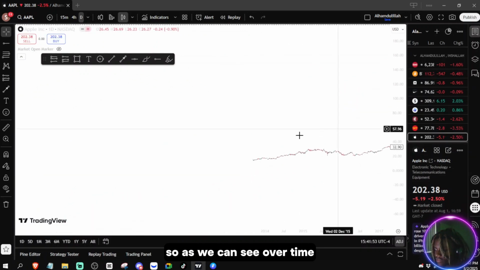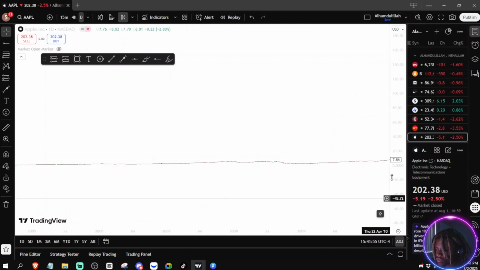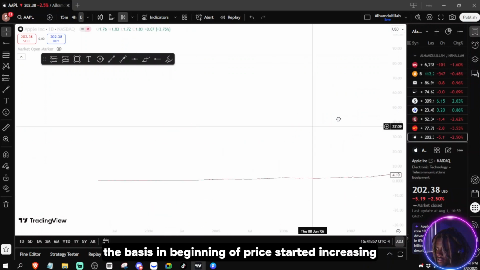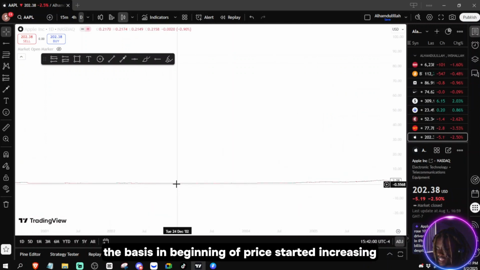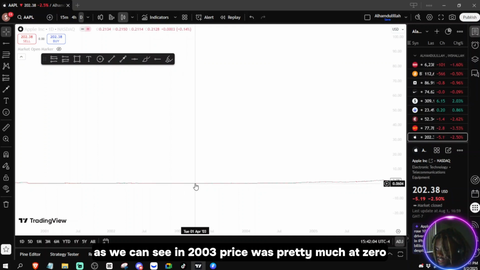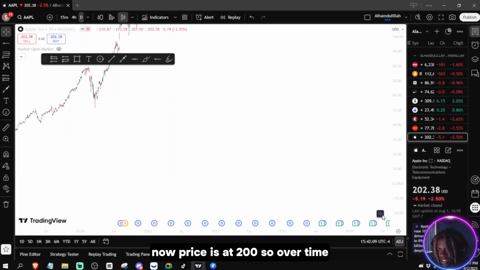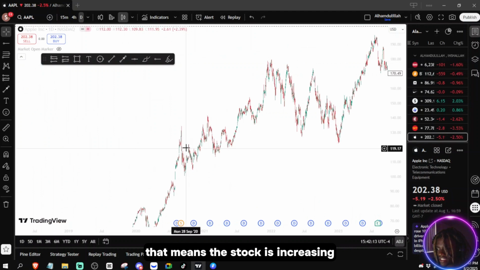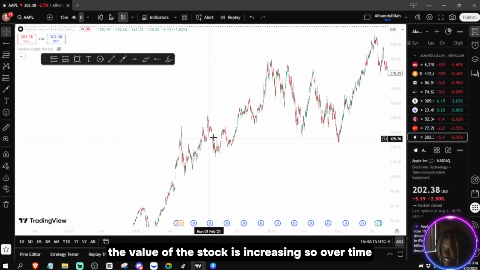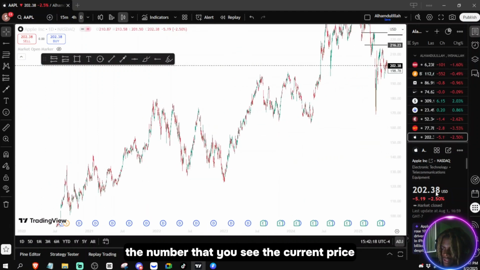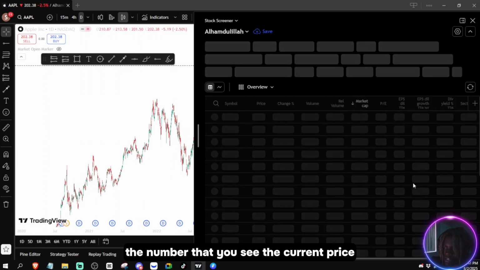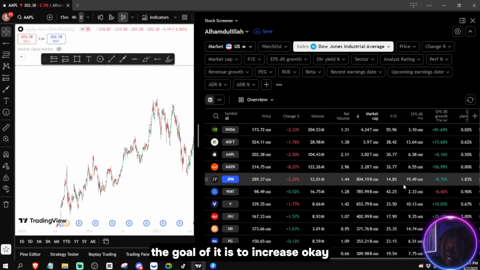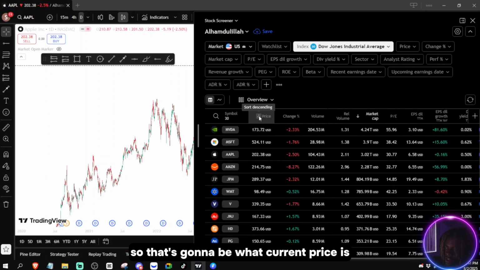So as we can see over time, the price started increasing. In 2003, price was pretty much at 0. Now price is at 200. So over time, when you see the number increasing, that means the value of the stock is increasing. The goal of the current price is to increase. So that's what current price is.